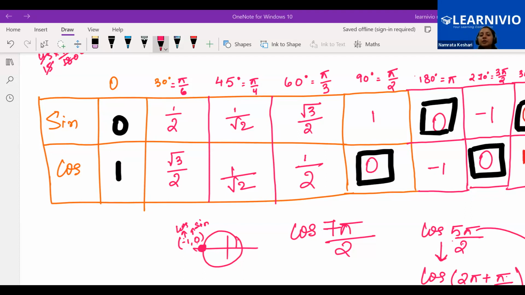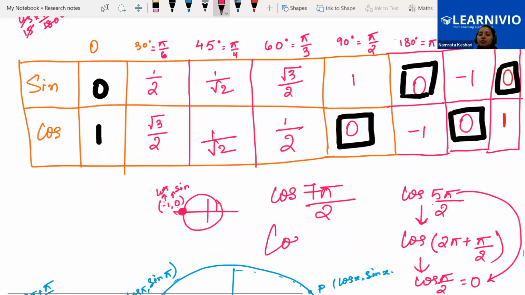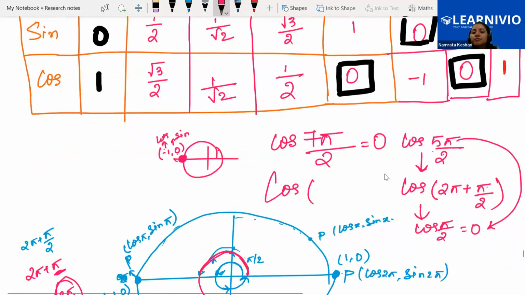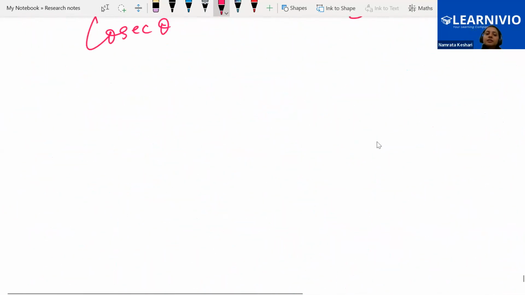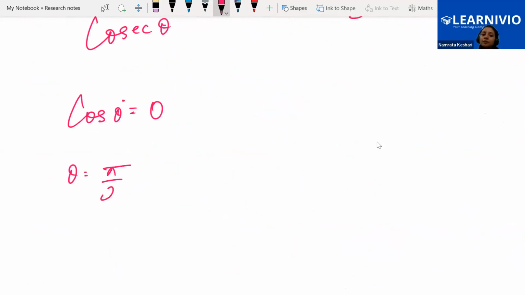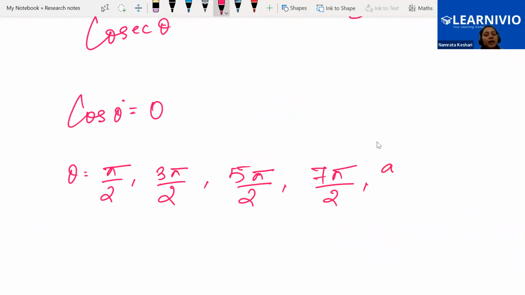At 7 pi by 2 also, if you check, you will find that here also you will be getting the result as 0. That's why we are going to conclude over here that cos theta is 0 for theta equals pi by 2, 3 pi by 2, 5 pi by 2, 7 pi by 2, 9 pi by 2, 11 pi by 2.